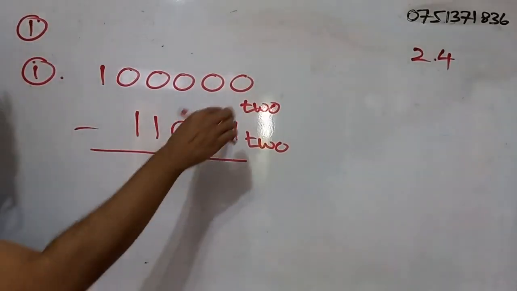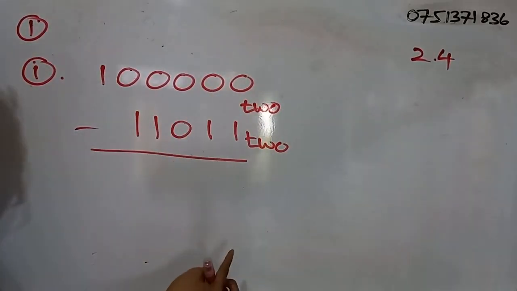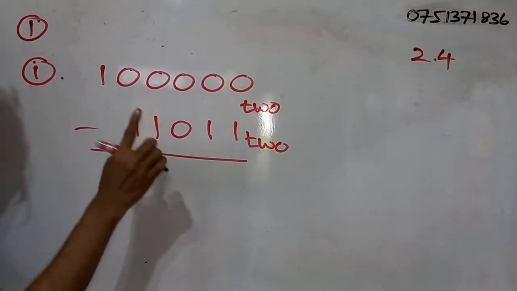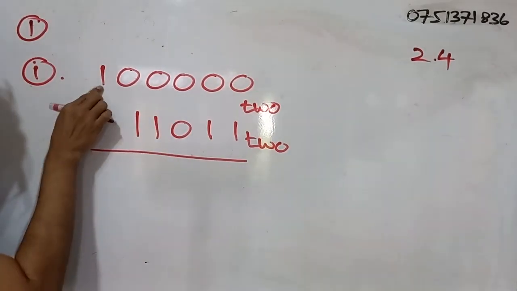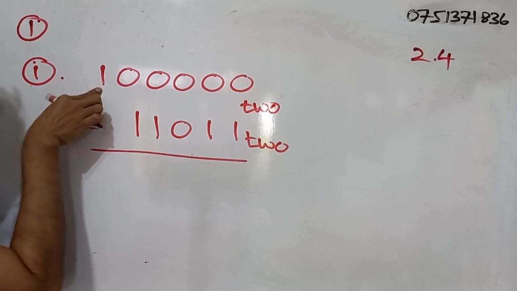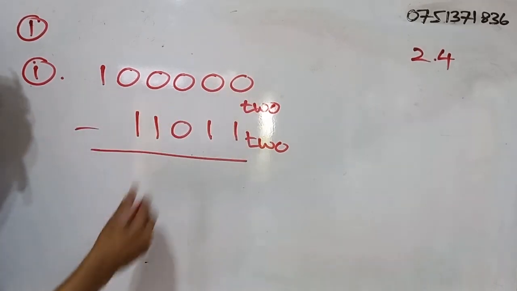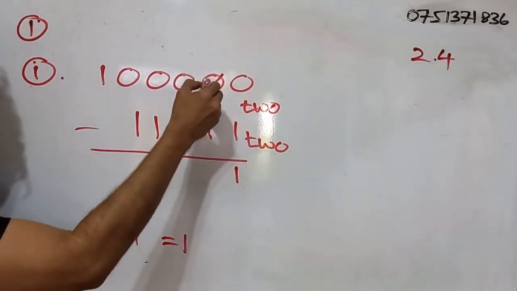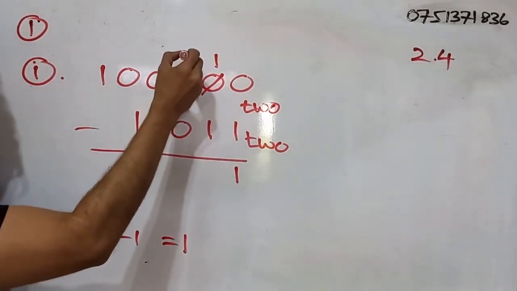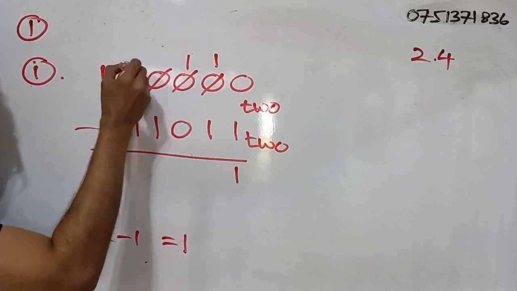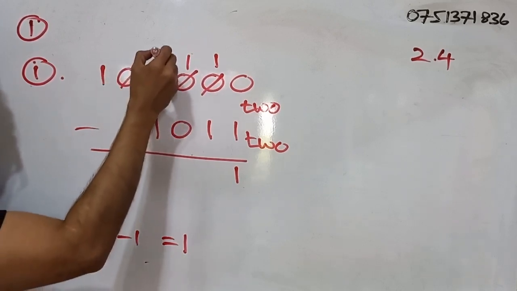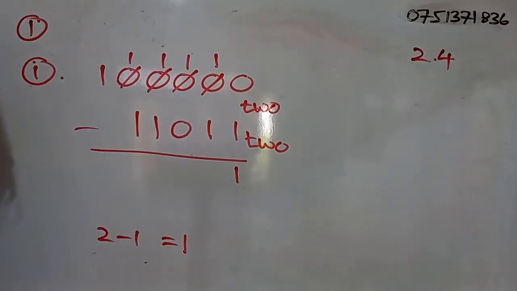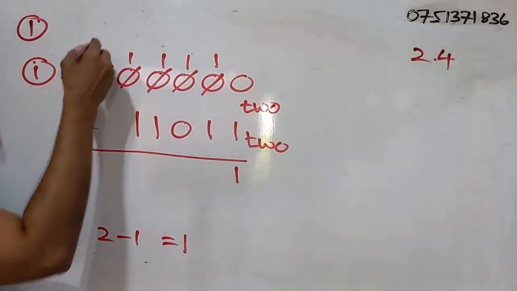So 0 minus 1 we can't do. Right? So we have to borrow a 1. So that 1 will be this one. Okay? So this 0 becomes what? A 2. 2 minus 1, what do we get? A 1. So here the remaining digit will be 1. Here the remaining digit will be 1. In these two places also the remaining digit will be what? 1, 1.